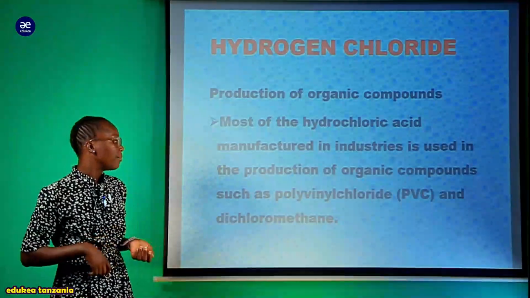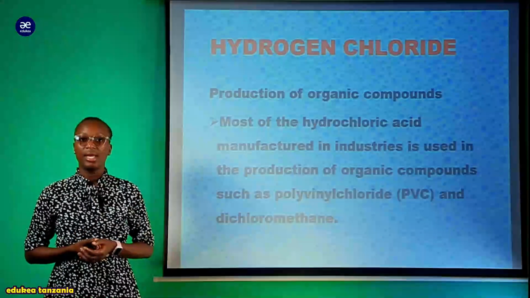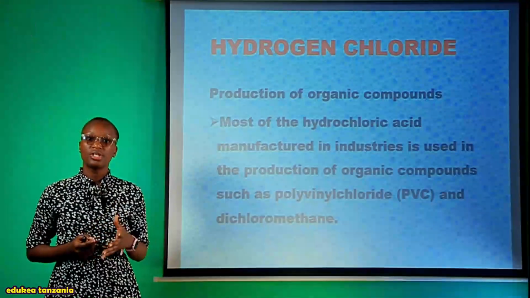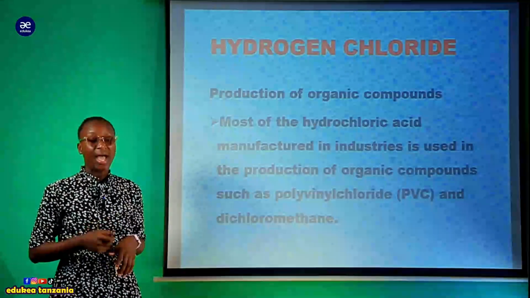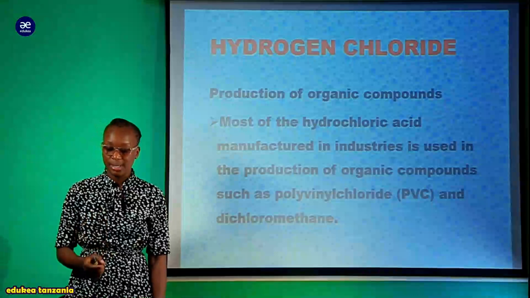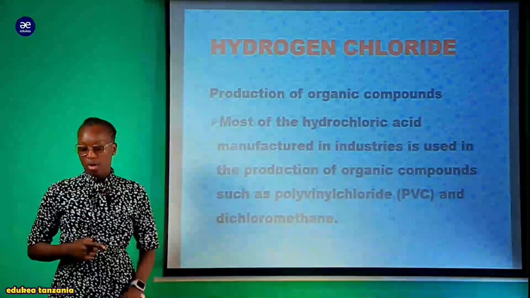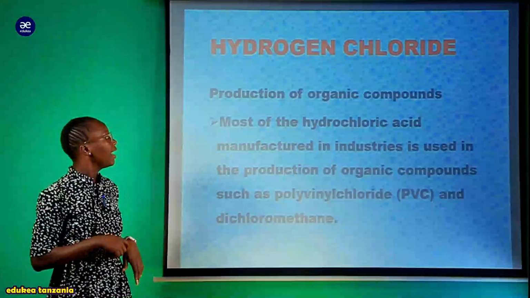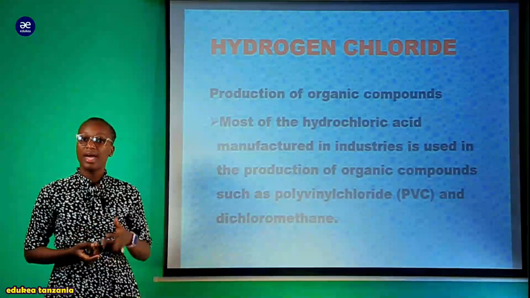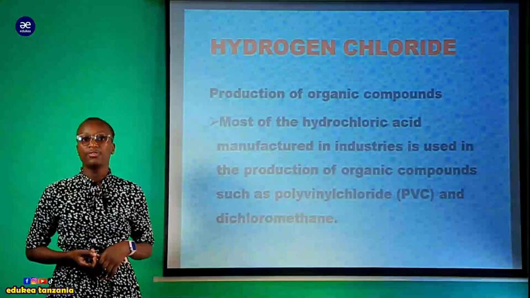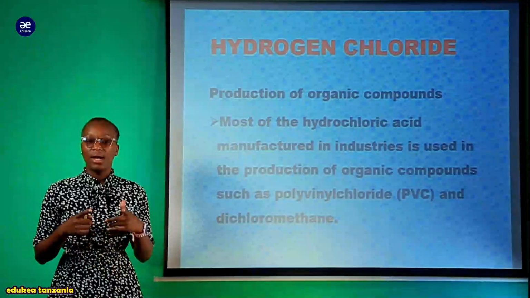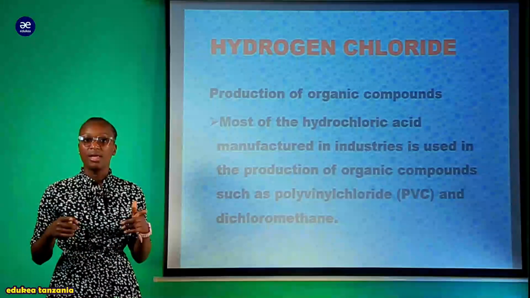Also there is hydrogen, but also polyvinyl chloride yenyewe hii ni made up of polymers substance ambazo zote ni organic compounds. Kumbe hydrochloric acid inaweza kusaidia kuzalisha organic compound, but at the same time we are able to produce the inorganic compound kwa kutumia hydrochloric acid. So you can see how the hydrochloric acid is most useful or is very important katika in our environment.